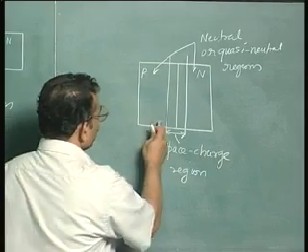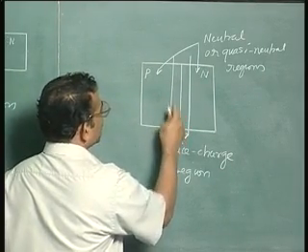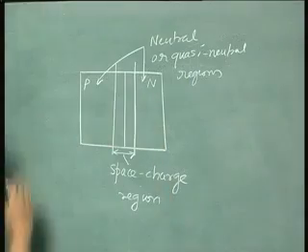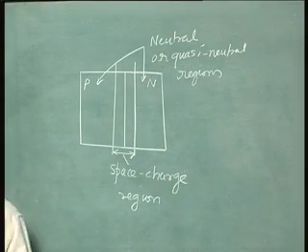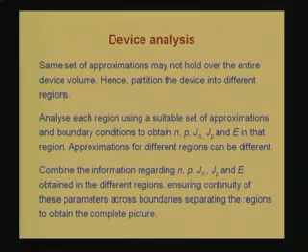Now the boundary between the quasi-neutral or neutral regions and the space charge region is not abrupt in practice, but we have to identify some boundary. Okay, this is one of the approximations that one has to do. So this is the first step in device analysis. Now let us look at the next step as shown in the slide.